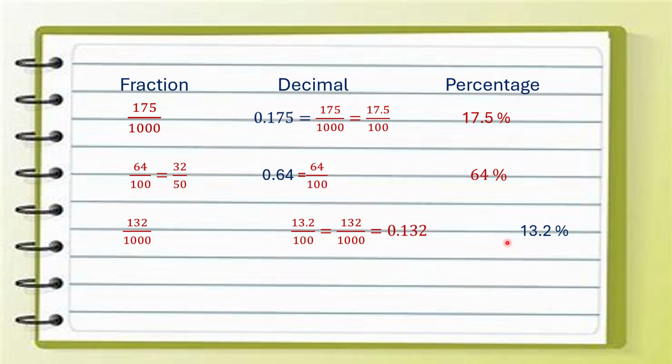Okay, so 13.2 percentage, how can we write it as a fraction? That is 13.2 by 100. So this we can write as 132 by 1000, which is equal to 0.132. Why? After the decimal point we have three numbers because of the denominator 1000. Okay, so 132 by 1000 is the fraction, 0.132 is the decimal, 13.2 is the percentage.